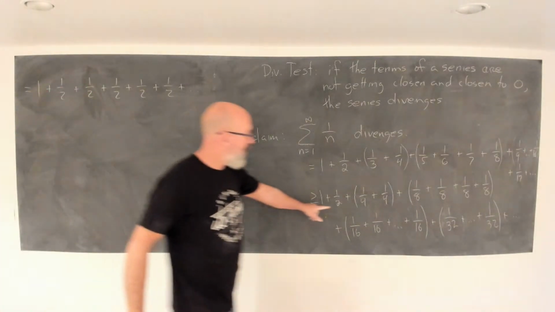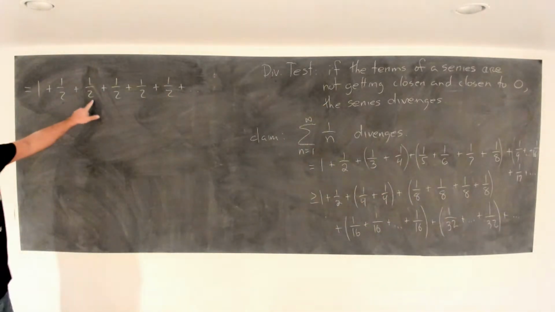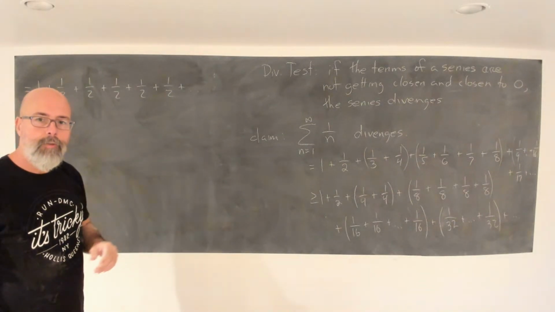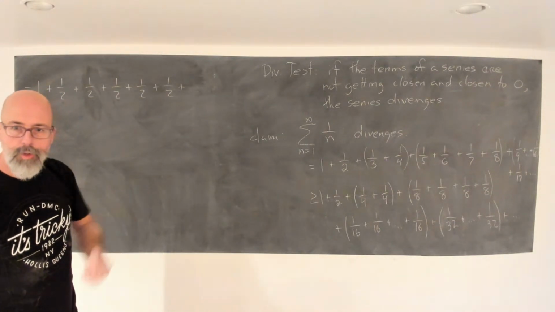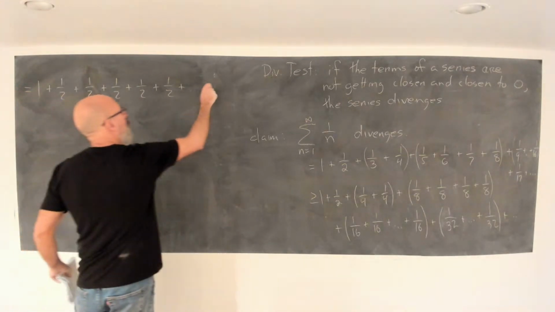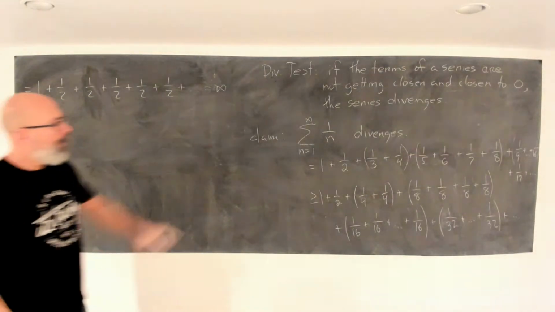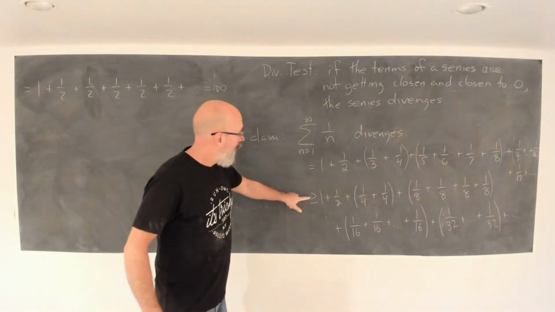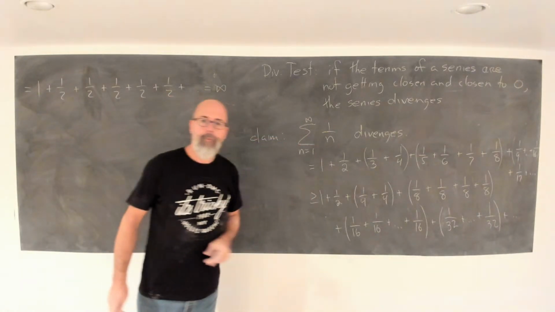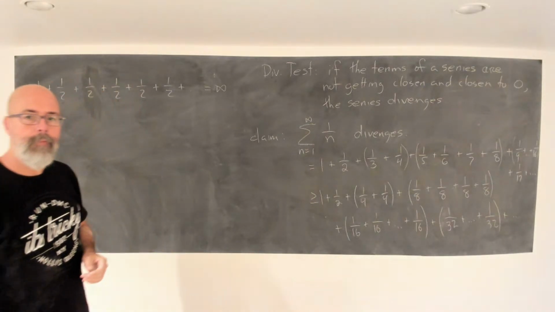So this is like adding 1 plus 1/2 plus 1/2 plus 1/2 plus 1/2 forever. And you know what's going to happen then, right? You're going to get infinity. So this sum is bigger than or equal to infinity. It has to be infinity. The series must diverge.